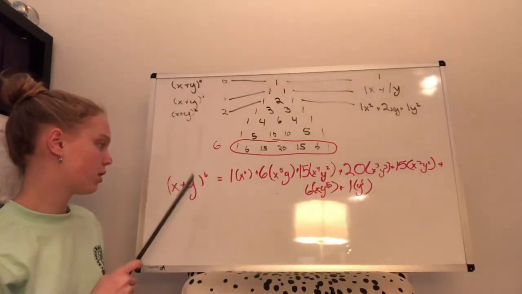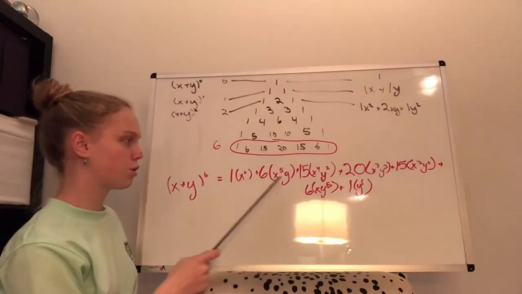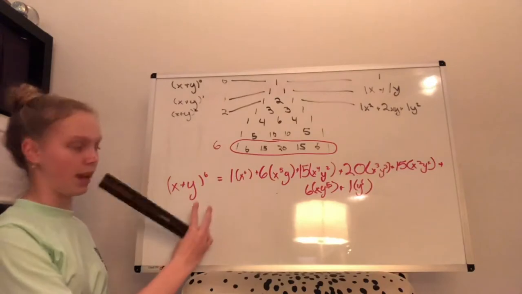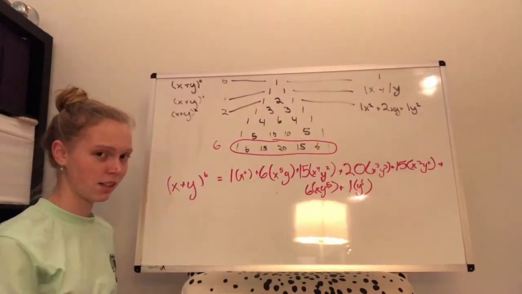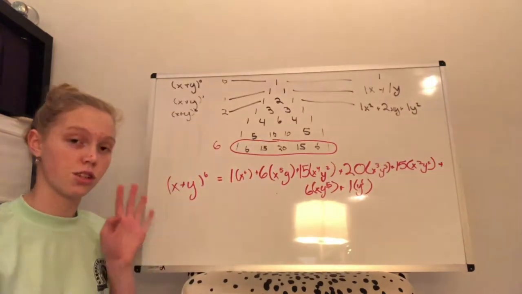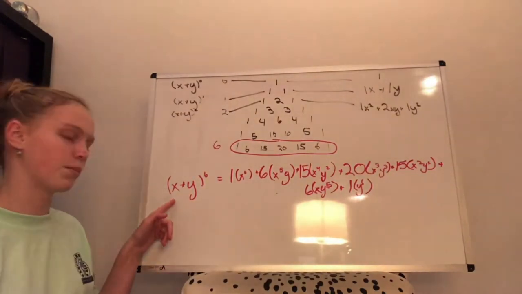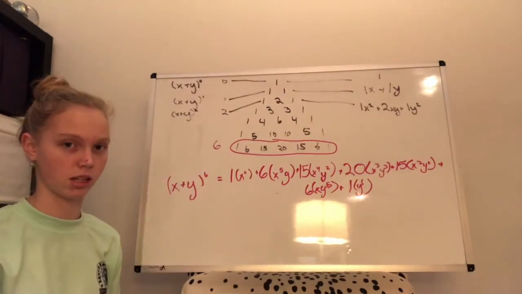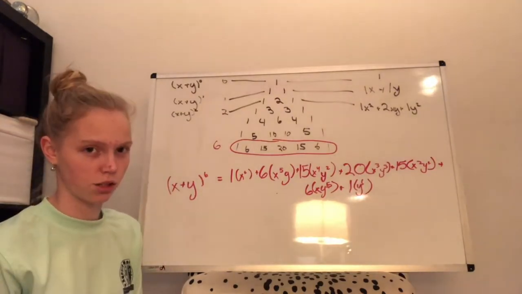Of course, you could also do the same thing starting with y to the 6th and then working your way down to x to the 6th, because x plus y is the same as y plus x, and this is symmetrical anyways. But it's easiest just to start at the beginning, take the first number, raise it to the 6th, and then work your way down until you have the last number raised to the 6th power. And that's how we do Pascal's triangle.